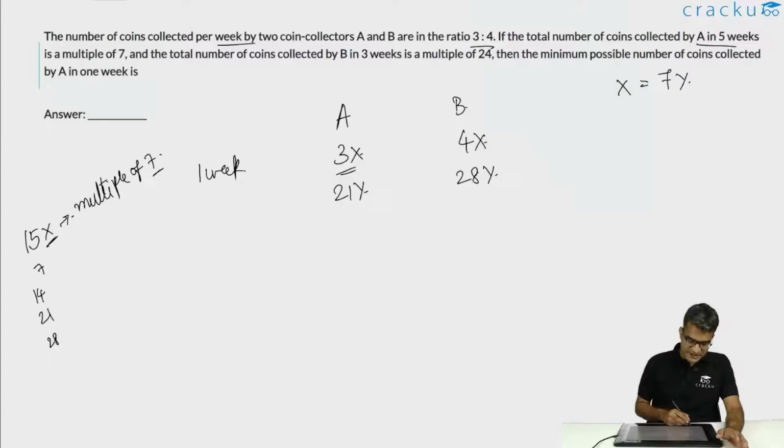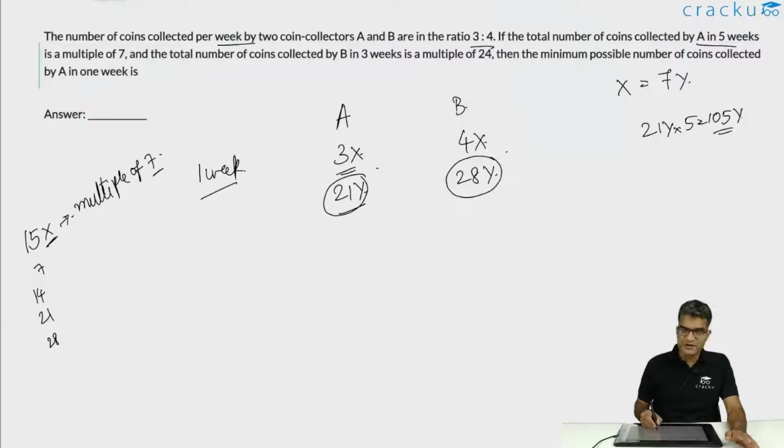Therefore, the number of coins collected by A in 5 weeks will be 21y into 5, which is equal to 105y. 105 is a multiple of 7, so this adds up. So in 1 week, A is collecting 21y coins, B is collecting 28y coins. Now what we are told is that the number of coins collected by B in 3 weeks is a multiple of 24. What is the number of coins collected by B in 3 weeks? That will be 28y into 3, which is equal to 84y.